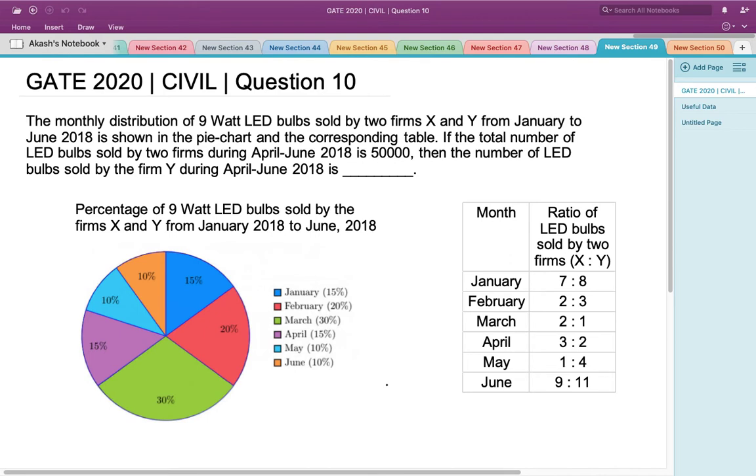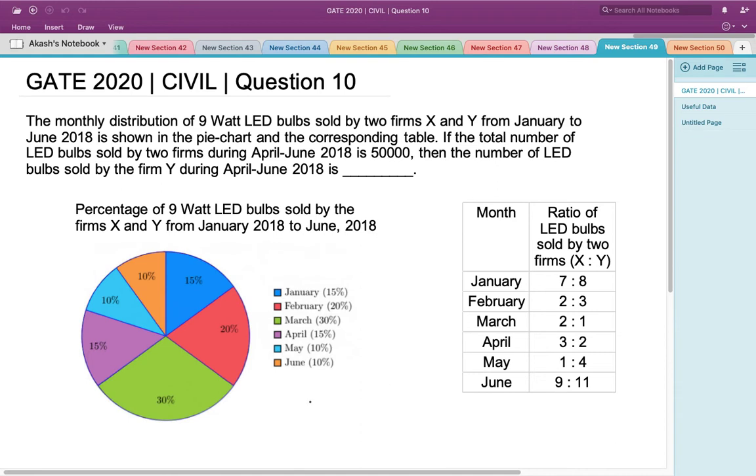Hello everyone, this is the question asked in GATE 2020 Civil Engineering Set 2. The monthly distribution of a 9-watt LED bulb sold by two firms X and Y from January to June 2018 is shown in the pie chart and the corresponding table. If the total number of LED bulbs sold by the two firms during April to June 2018 is 50,000, then the number of LED bulbs sold by the firm Y during April to June 2018 is.